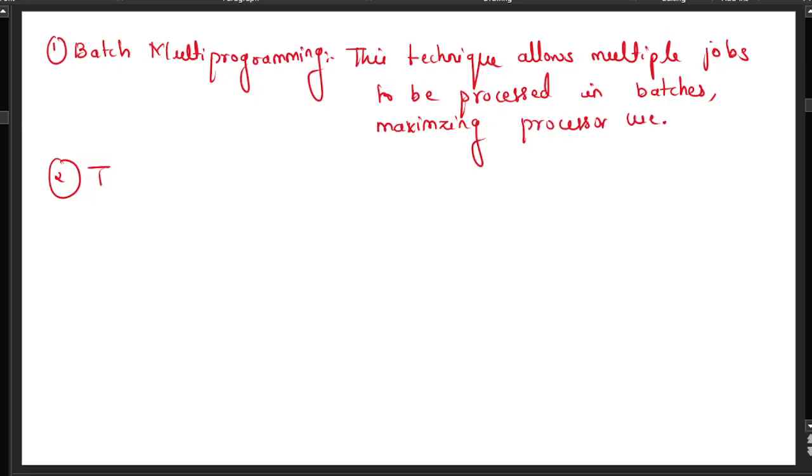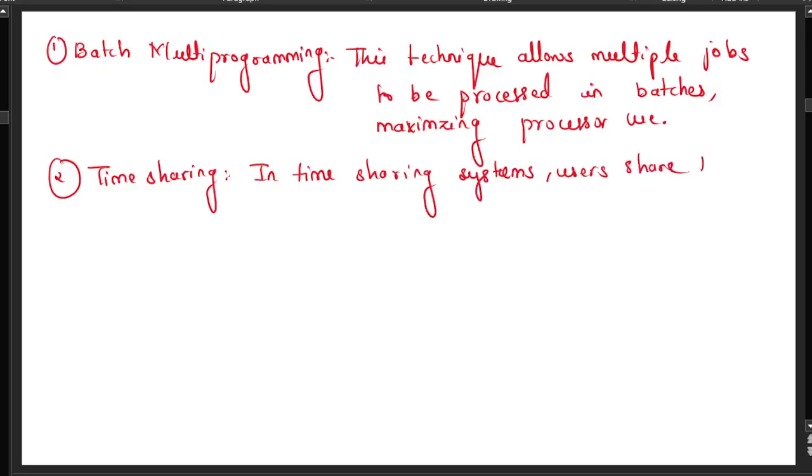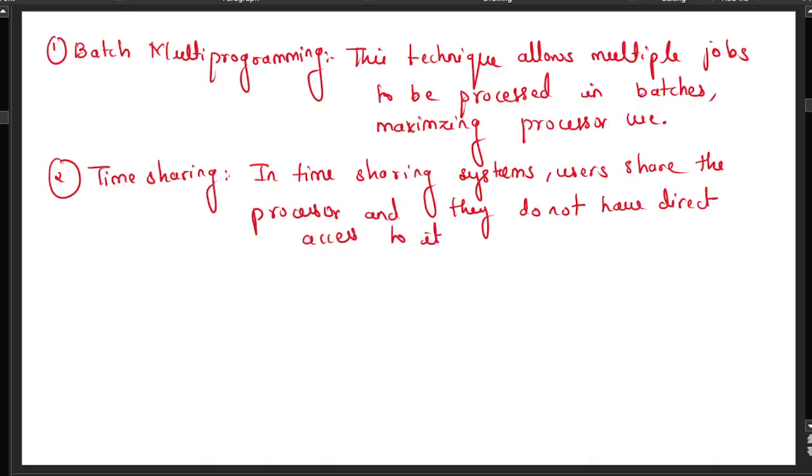Second is time sharing. In time sharing systems, users share the processor and they do not have direct access to it.